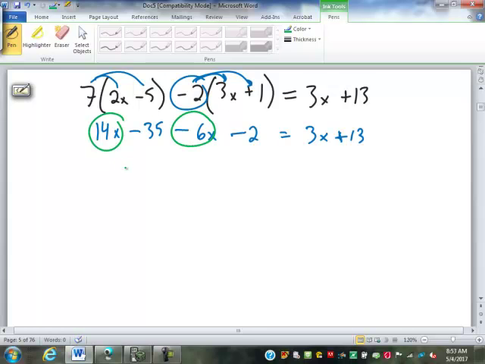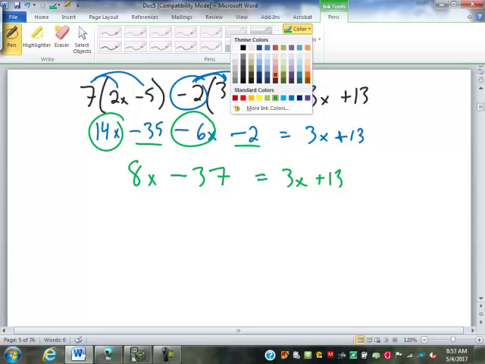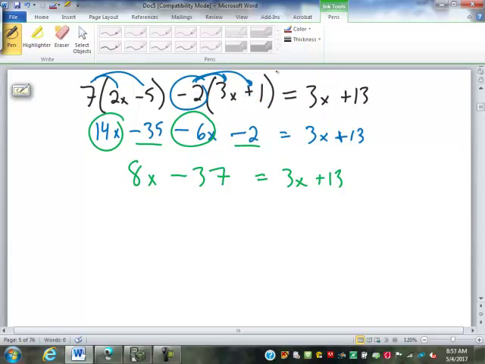14 and negative 6x make 8x. Negative 35 and negative 2? Negative 37. And over here I got 3x plus 13. Now I've reduced or simplified, combined everything I can on each side. But there's still an x on each side, so I have to get rid of one.